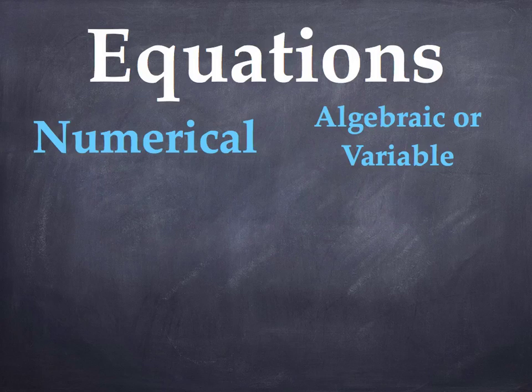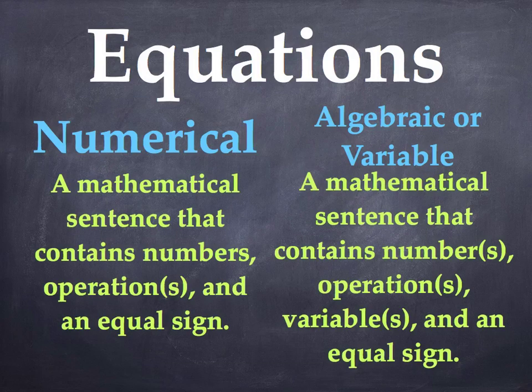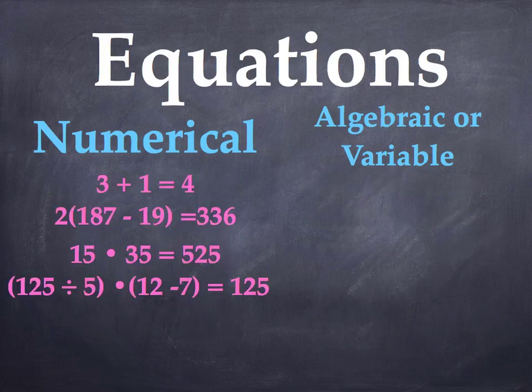Equations are a lot like expressions, except the big difference is there is an equal sign. Numerical equations. A mathematical sentence that contains numbers, operations, and an equal sign. Algebraic or variable equations. A mathematical sentence that contains numbers, operations, variables, and an equal sign.